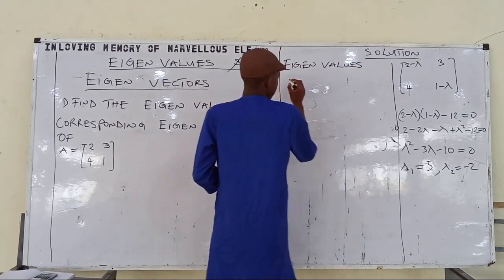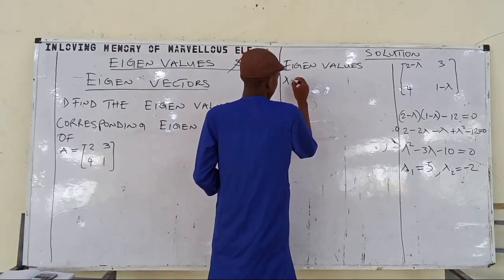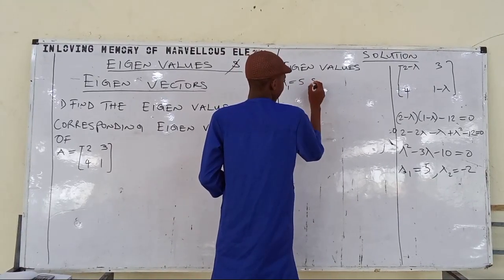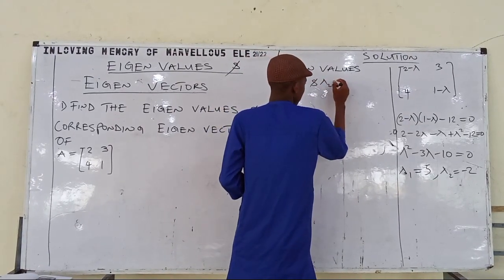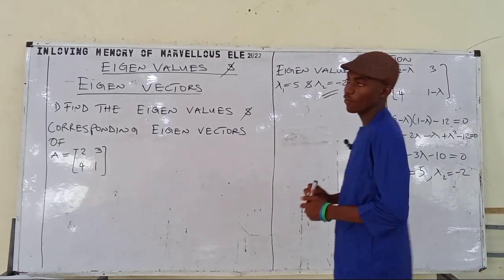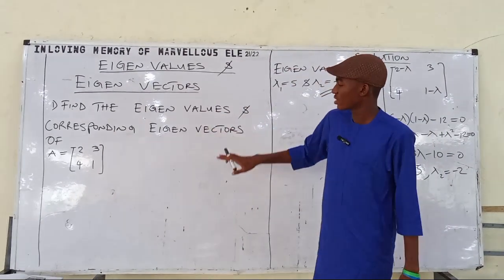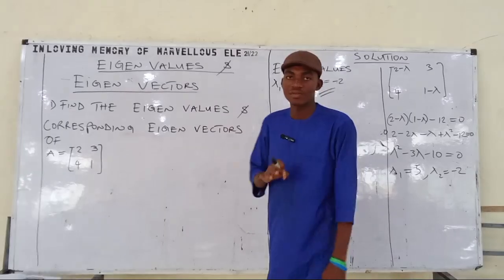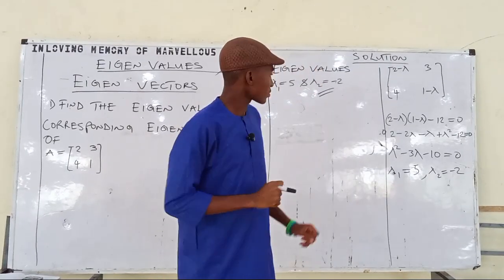Eigenvalues: lambda 1 equals 5 and lambda 2 equals -2. We have solved section A of this question. We have found our eigenvalues. Now to find our eigenvectors. But first, let me give you a tip.